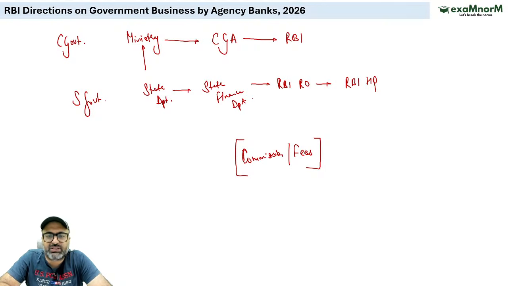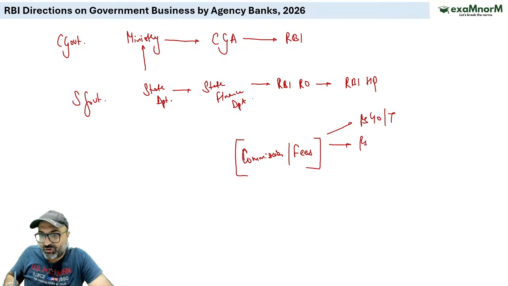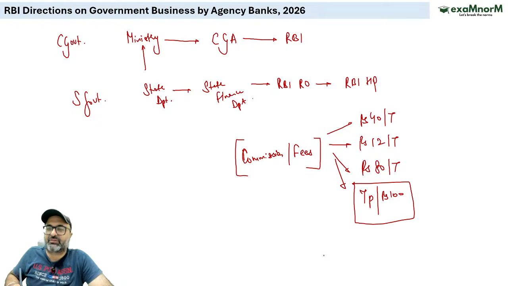If I talk about these fees, that fees is also defined. If it is a physical receipt, per transaction 40 rupees the bank will receive. If it is an electronic receipt, 12 rupees per transaction will be received. If it is a pension fund transaction, that is 80 rupees per transaction. And if it is any other payment, 7 paisa for every 100 rupees will be received.